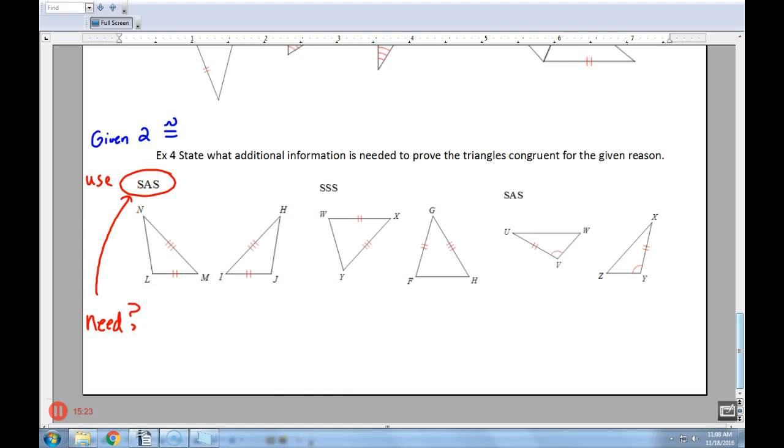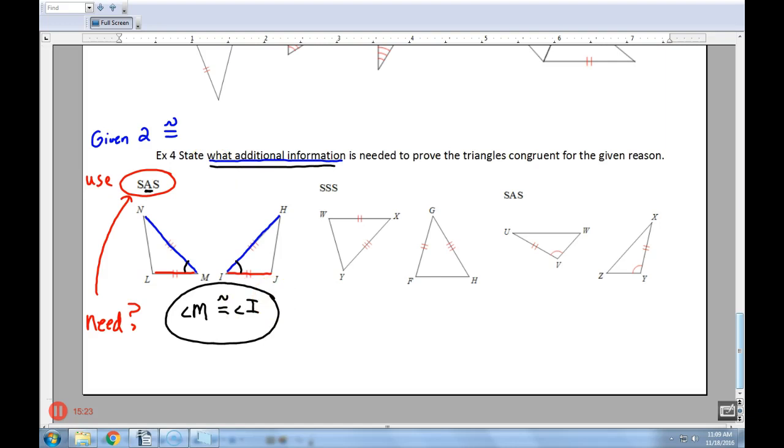So on this picture, it looks like I have a side matched up with a side. I have another side matched up with another side. So what additional information would I need? Well, if I'm going to use side angle side like they're telling me to, I need the included angle. So I would have to have angle M is congruent to angle I. That would be the additional information needed to get side angle side.